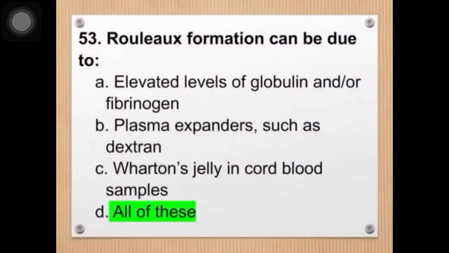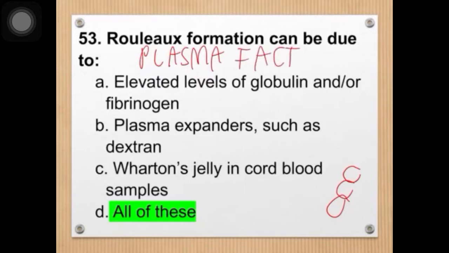Number 53, rouleau formation, stack of coin arrangement of red cell. Huwag pong kakalimutan, ang rouleau formation po, plasma factor. Problema po sa blood bank, bakit? Kasi pwedeng mapagkamalan as agglutination. Kaya nga sa blood bank to avoid rouleau, anong ginagawa natin? Wina-wash yung mga red cell before testing.